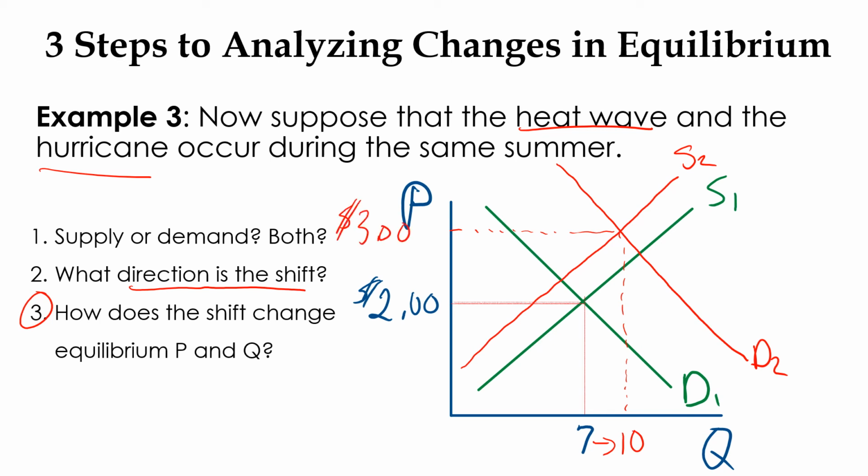I'll just make up prices. I'm making up everything here, to $3, right? So price is going to go up, and the quantity of ice cream in the market is going to go up as well. All right, so anyways, pretty easy, right?